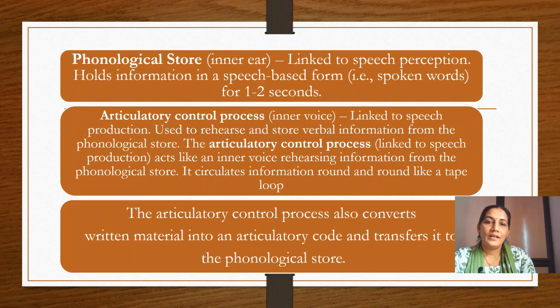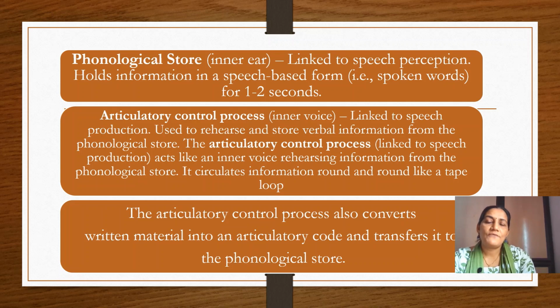The phonological store is linked to speech perception, and it acts as an inner ear and holds information in speech-based form. That means spoken words, and spoken words enter the store directly. Written words must first be converted into the articulatory code, which means spoken code, before they can enter the phonological store. Then the articulatory control process acts as an inner voice linked to speech production, used to rehearse and store verbal information from the phonological store. It acts like an inner voice rehearsing information from the phonological store.